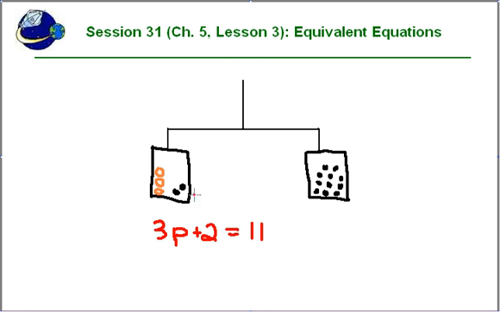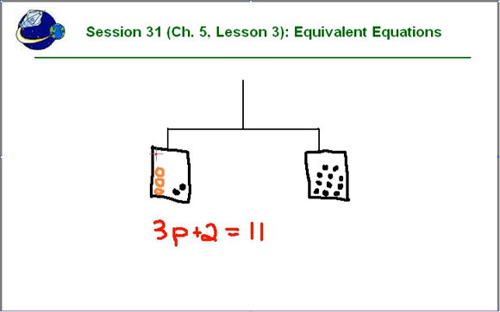Okay, here's the situation. On the left-hand side of my scale, I have 3 pumpkins and I have 2 1-pound weights. On the right-hand side of my scale, I have 11 1-pound weights. At this point, I'm telling you that both sides of this scale are in balance. And I'm also telling you that each of these 3 pumpkins weigh the same amount. They're identical pumpkins. So the question then becomes, how heavy is each pumpkin?